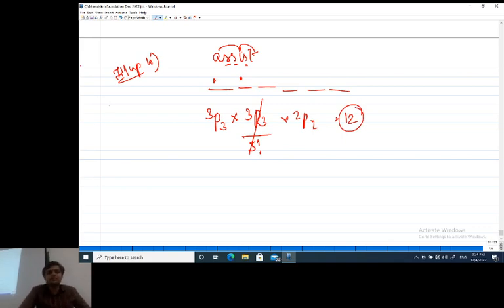Alternatively, the S's can occupy yes, yes, yes or yes, yes, yes. Whether you take the second S first or the first S third, it makes no difference, because all three are the same. So 3p3 is correct for S alone. They can interchange within themselves, but there is a duplication of 3 items of S. So divided by 3 factorial.